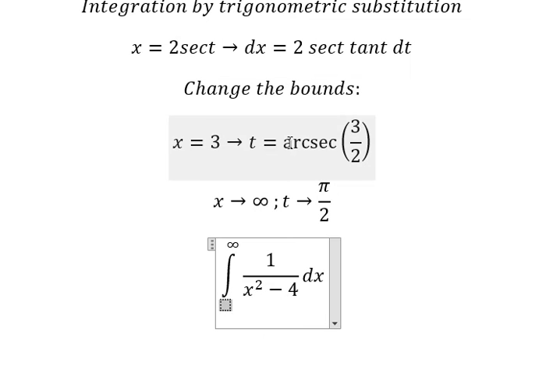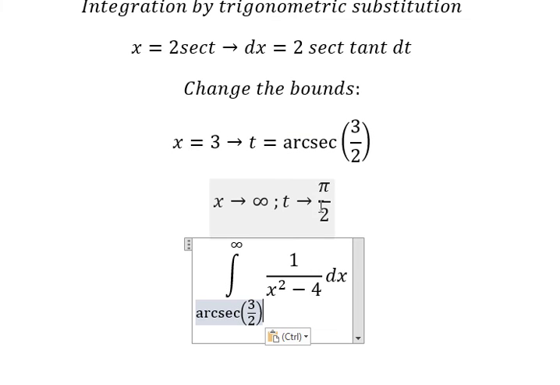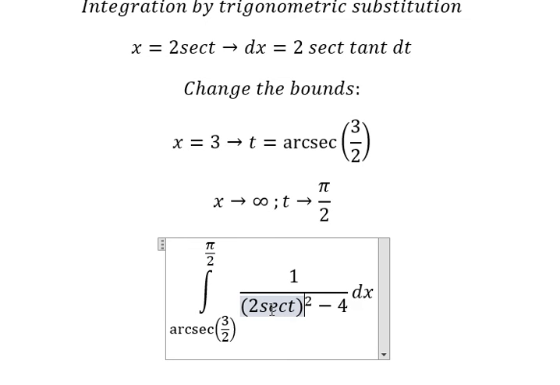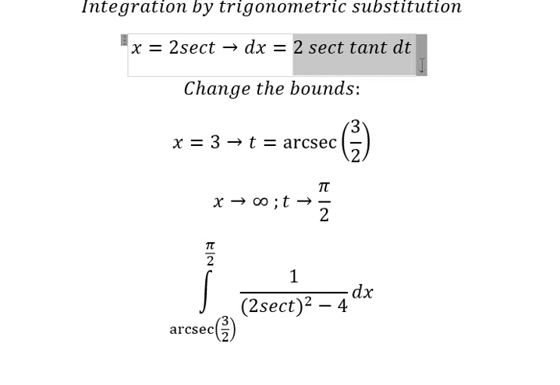3 we change by this one. This one we change by pi over 2. s we change by this one. ds we change by this one.